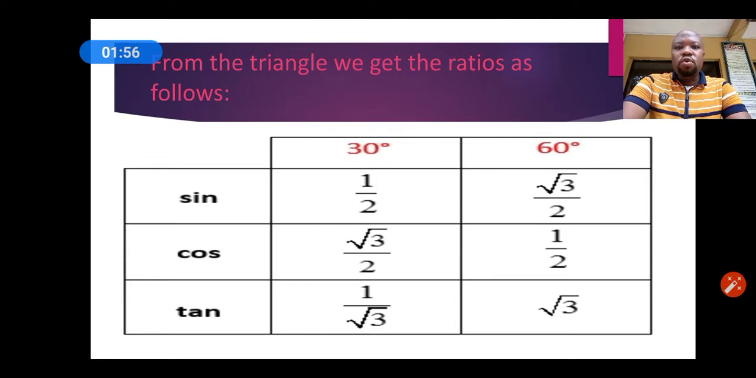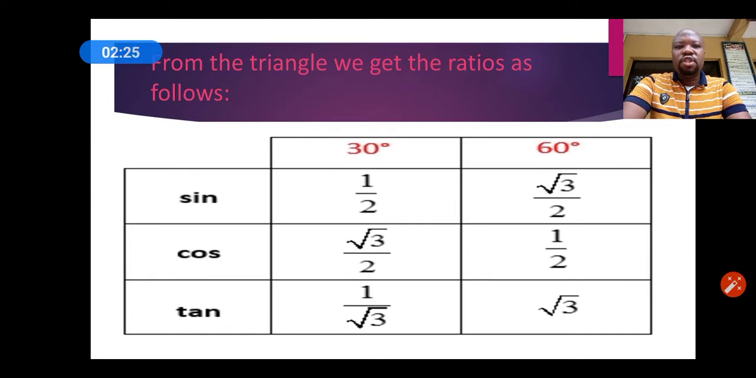From that triangle, the sine of the angle is opposite all over the hypotenuse, while the cosine of the angle is adjacent all over the hypotenuse. And so the sine of angle 30 degrees will have a value of 1 over 2, while the cosine of angle 30 degrees will have a value of root 3 over 2, and the tangent of the 30 degrees will have 1 over root 3.